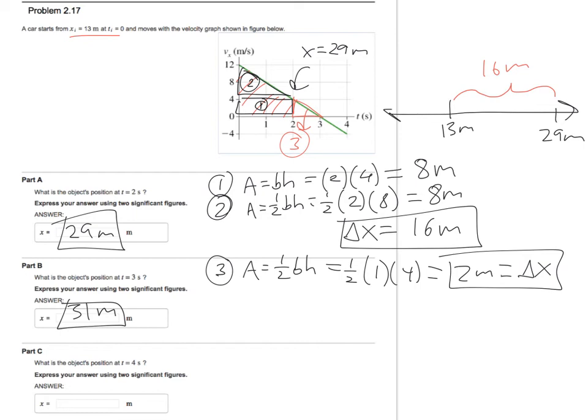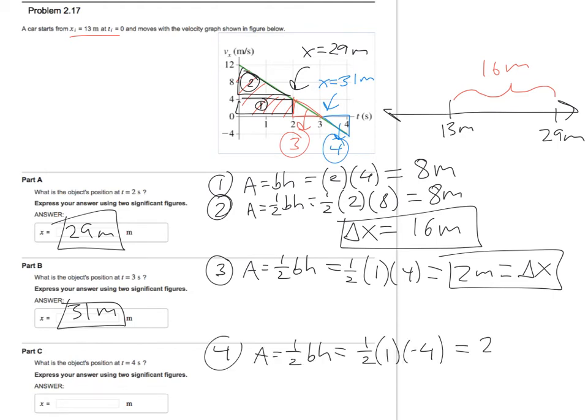For the last part, we now want to find the object's position at 4 seconds. So what I'm going to do is basically the same thing. I know at 3 seconds I was at 31 meters. So I'm going to find my displacement for that little triangle there below the x-axis. For that little portion, I have an area of negative 2 meters, right? My base is 1 second from here to here, and my height is negative 4. So I have a displacement of negative 2 from 3 to 4, which means that my position now at 4 seconds, considering I started at 31, is simply going to be 31 plus negative 2, or 29 meters.